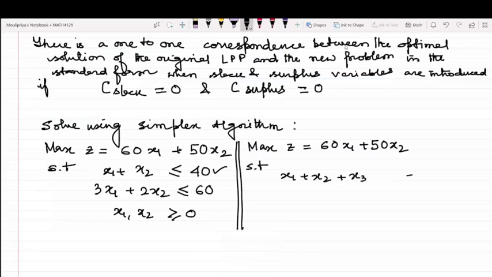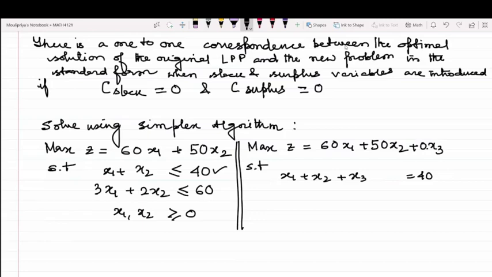equal to 40. Correspondingly, how would the objective function change once x3 is introduced? What did I tell you? Plus 0x3. Plus 0x3. Correct.